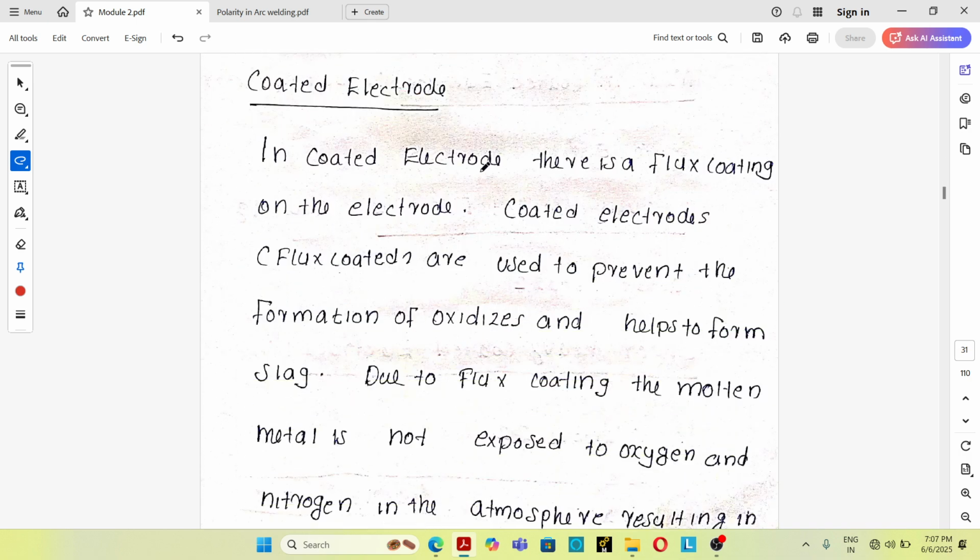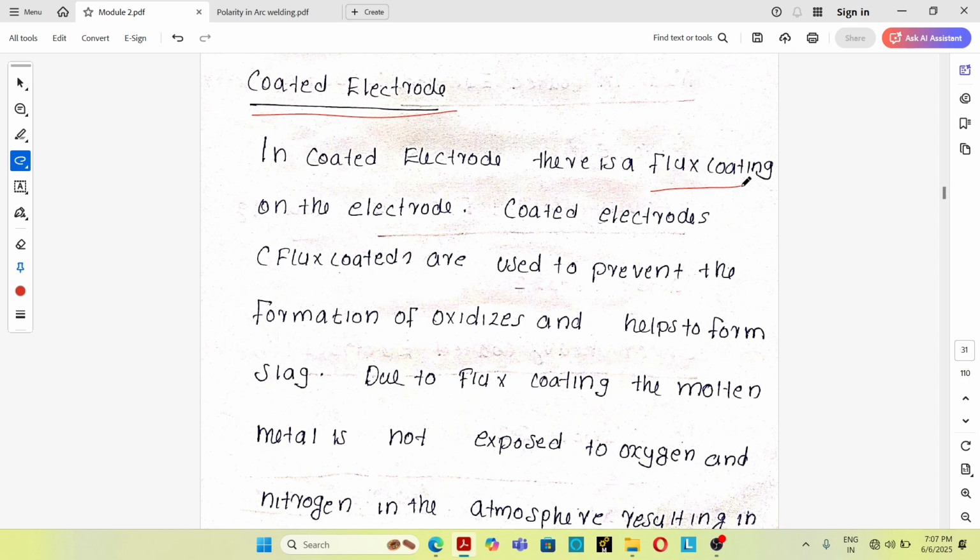Then coated electrodes, the second classification. In a coated electrode, there is a flux coating over the electrode. So what's the importance of flux coating? This flux undergoes a chemical reaction and produces a shielding gas that will protect the molten weld pool, spark, and this melting electrode. So the flux will produce the shielding gas.